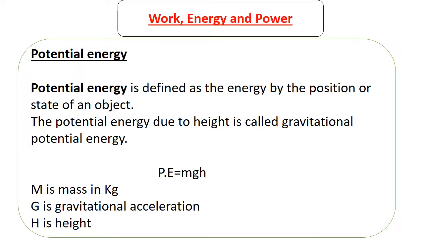The unit for potential energy is the same as the unit for energy itself, which is joules. The height that I'm referring to in this formula is, let's say we have this block here, and on top there is a ball. The height is the distance from the ground to where the ball is.